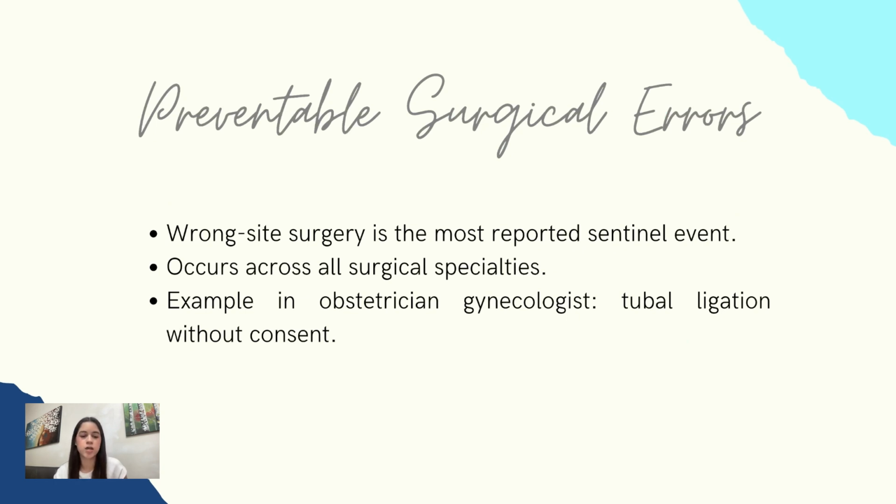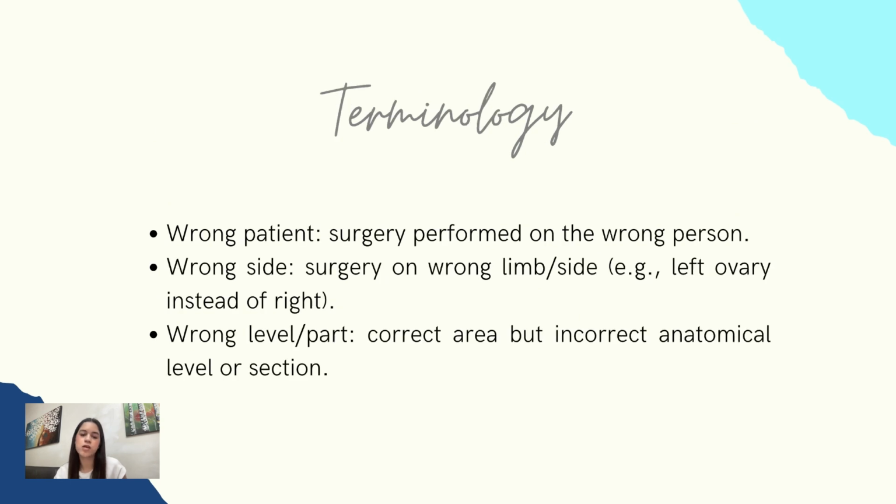There's an example in obstetrics and gynecology, which is tubal ligation without consent. Here is the terminology. Wrong patient is surgery performed on the wrong person. Wrong side is surgery on the wrong limb or side, for example the left ovary instead of the right ovary. Wrong level is the correct area, but the incorrect anatomical level or section.